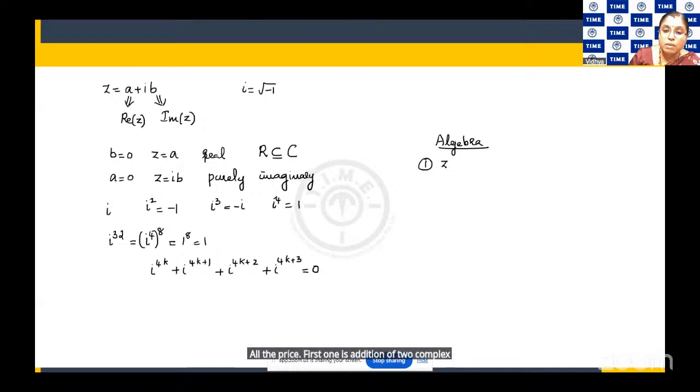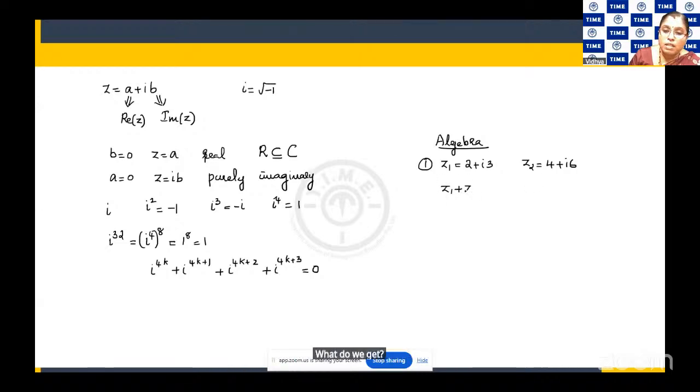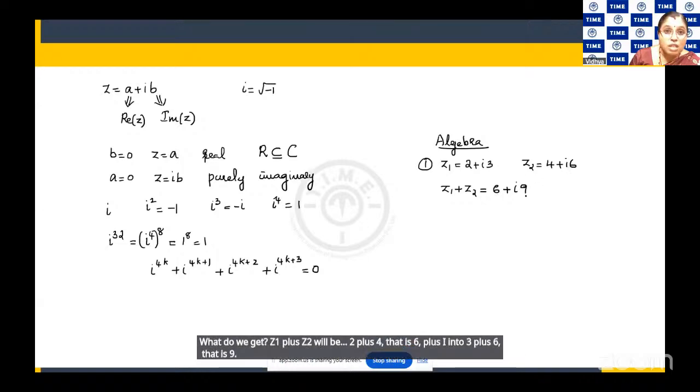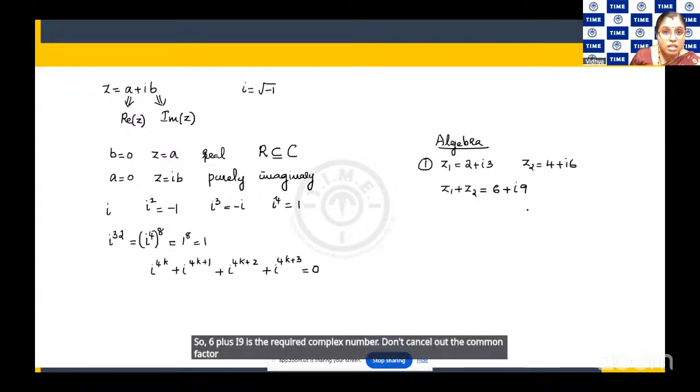Let's take an example. z1 is equal to 2 plus i3 and z2 equal to 4 plus i6. Let's add these two complex numbers. What do we get? z1 plus z2 will be 2 plus 4, that is 6, plus i into 3 plus 6, that is 9. So 6 plus i9 is the required complex number. Don't cancel out the common factor. The answer is 6 plus i9. Okay.